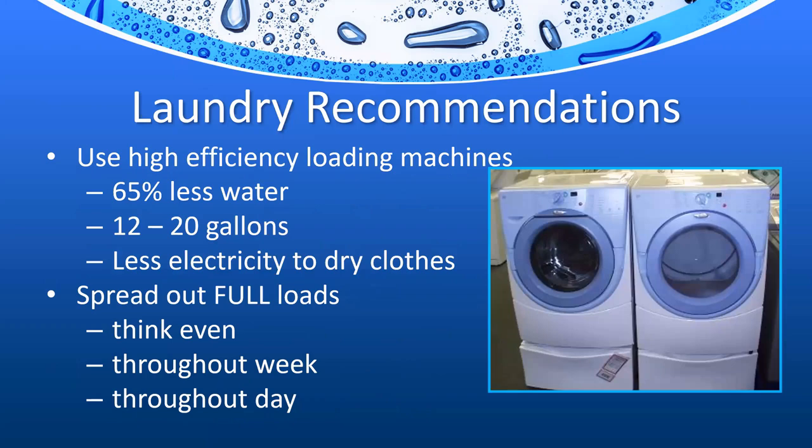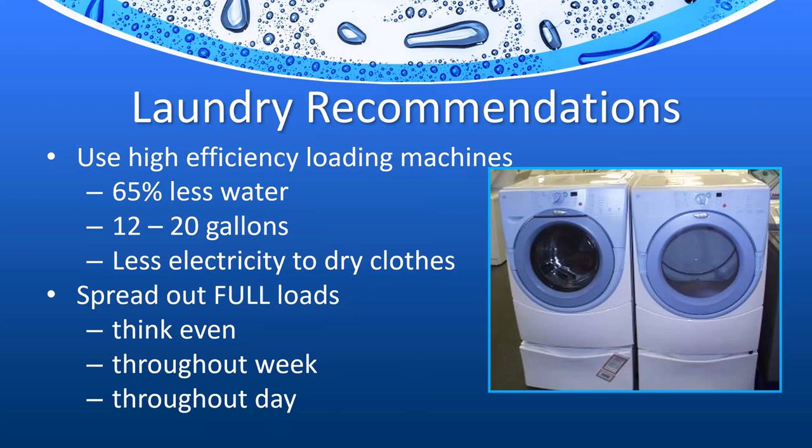Some laundry recommendations. High efficiency loading machines are really good too. If you have a really old washing machine, I always picture the one that my grandmother had with the wringer on it. Those things held like 15, 20 gallons of water. So you can imagine that when you do a load of laundry that has 15 gallons of water and you dump all that water into your septic tank, it has to also send 15 gallons out of the tank as well. So it's a lot of water going out to your field all at once.